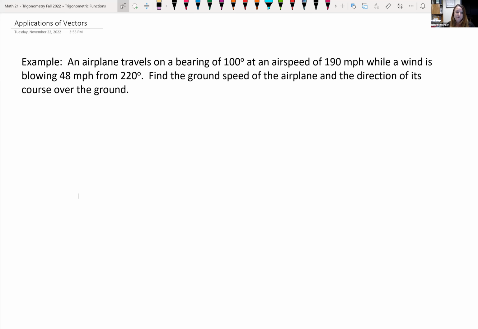So far we've looked at and defined what a vector is. So a vector has magnitude, which is length, and direction. And now we're going to look at some applications of using vectors.